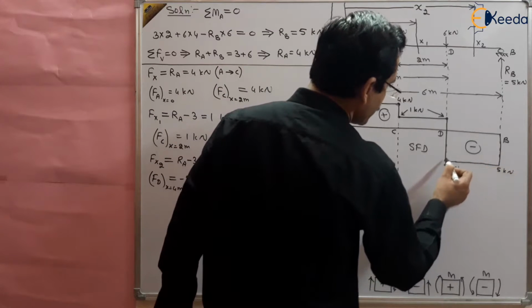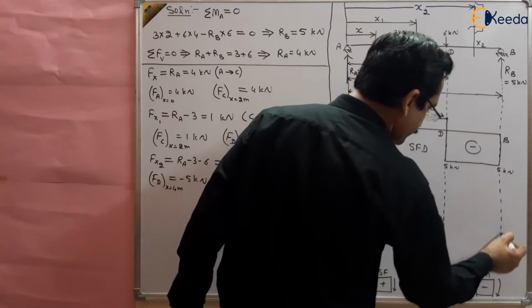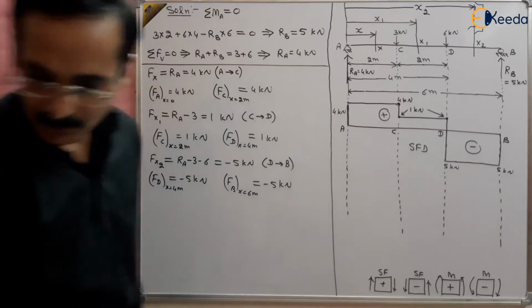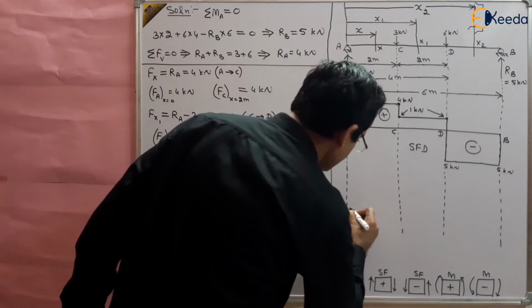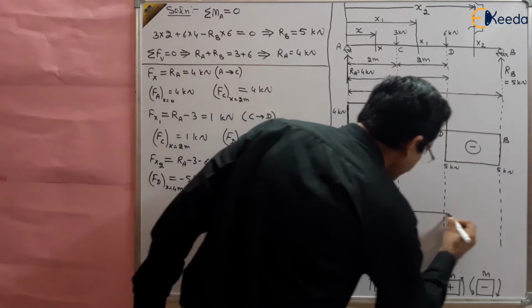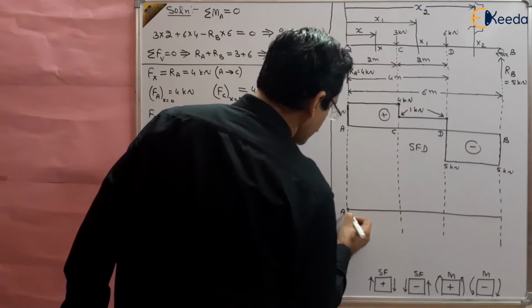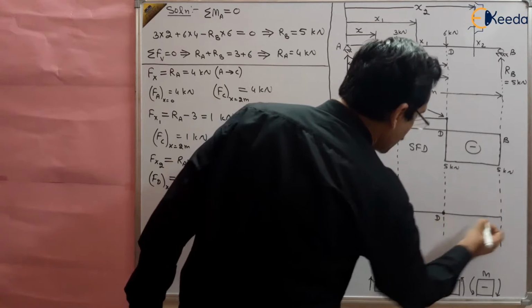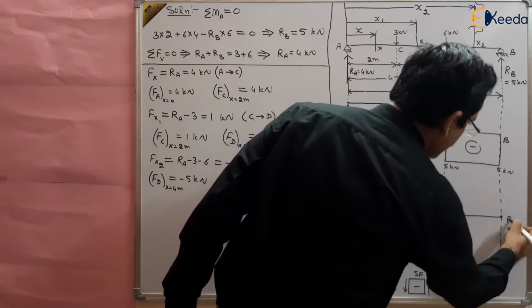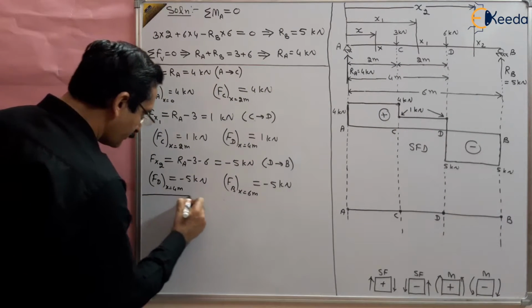How to draw the bending moment diagram, right? Bending moment diagram. So let us take a reference line here. Say this is the reference line, and this point is A, this is C, this is D, and this is B, right? And we want to draw the bending moment diagram.